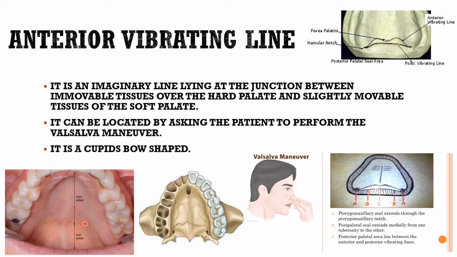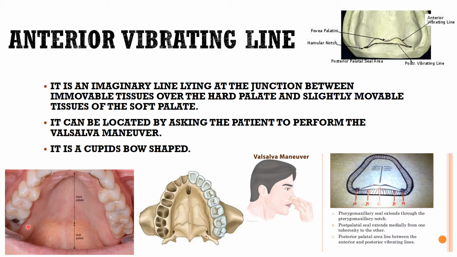So the anterior vibrating line is a junction between the immovable tissues over the hard palate and slightly movable tissues of the soft palate. It can be located by asking the patient to perform the Valsalva maneuver. In the Valsalva maneuver, you ask the patient to hold the nostril firmly, and after that blow through the nose gently. The patient closes the nostril firmly and gently blows through the nose. At that time you'll see this anterior vibrating line.